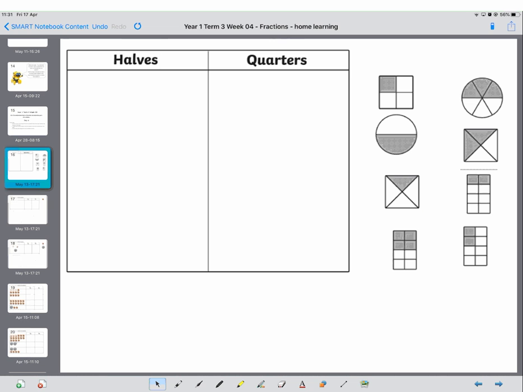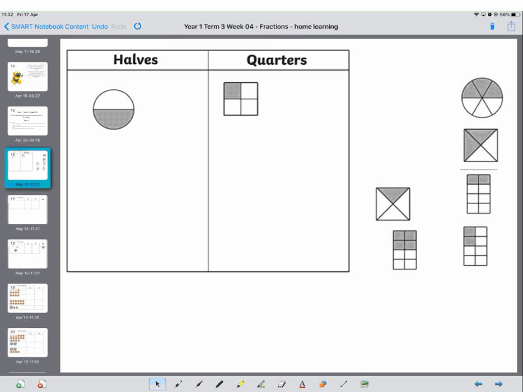Okay, Year 1, welcome back. So let's have a look at these shapes and decide which are halves and which are quarters. So this first one, is it a half or is it a quarter? Well, it's divided into 4 sections and only one section is shaded, so it's a quarter. Well done. The next one, half or quarter? 2 sections and only half is shaded, so it's a half. Next one, there's 4 sections again and only one is shaded, so that's got to be a quarter.